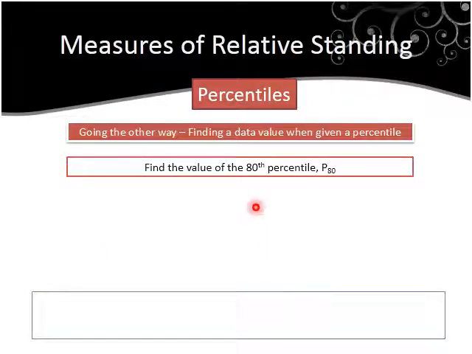Let's go the other way. Now suppose we're given the percentile and we want to find what data value is in that percentile. So in this case, let's find the value of the 80th percentile, or p sub 80. To do that, I'm going to find the location of the data value first. And then once I have the location, I can go to that location and find the actual data value I'm looking for.